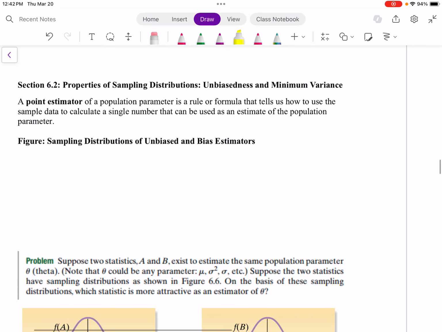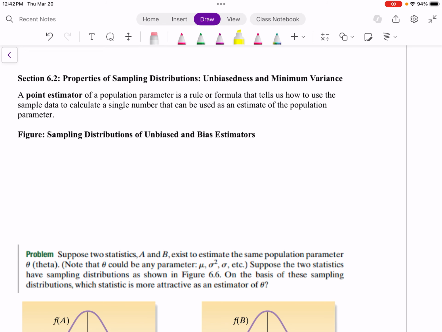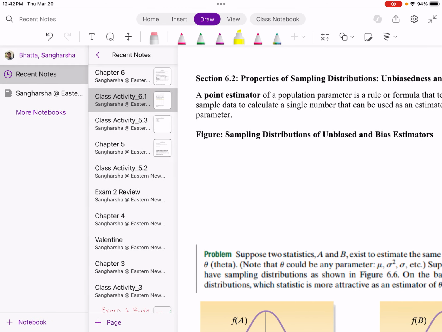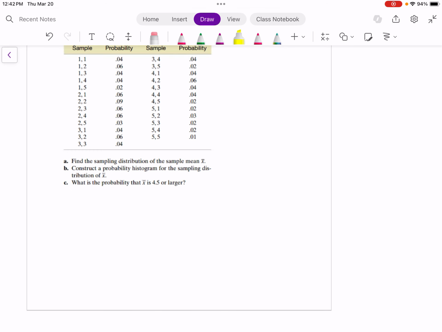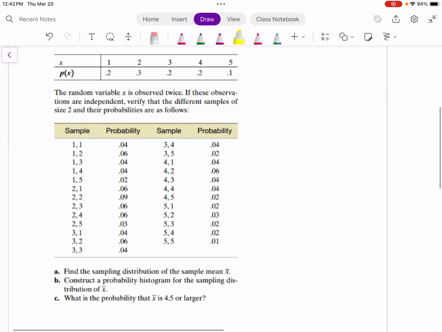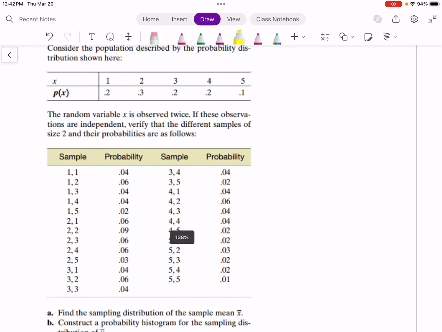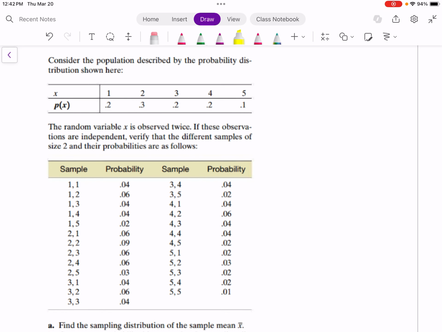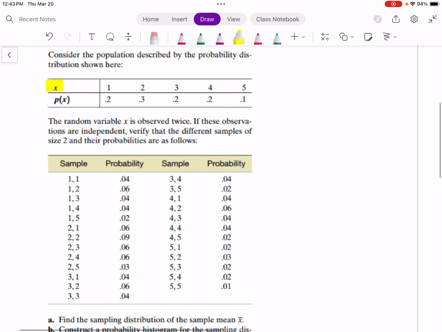Now we have an activity for this section, so I want you to go to that activity. Here we have this first table. What is this first table? Is it a sampling distribution or a probability distribution? It's a probability distribution. What kind of variable is x here? It's discrete, because we can make a list of x values 1, 2, 3, 4, 5. So this is our probability distribution.